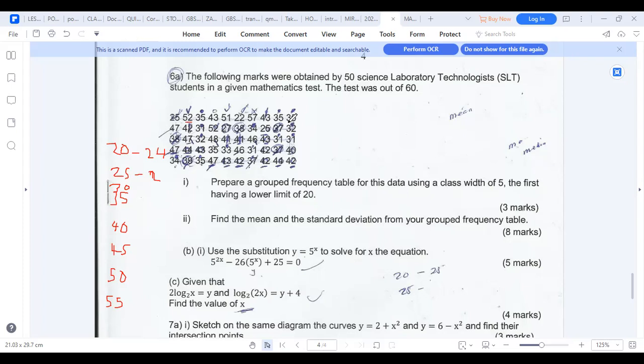to find the frequencies. Are we together? To 34, 35 to 39, 40 to 44. I'm just giving you a guide of what you should do for this question. So you need to group these ones. Then manually count which numbers are between 20 and 24.